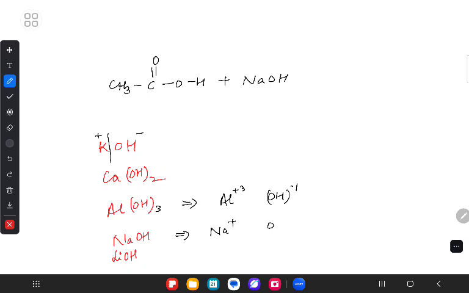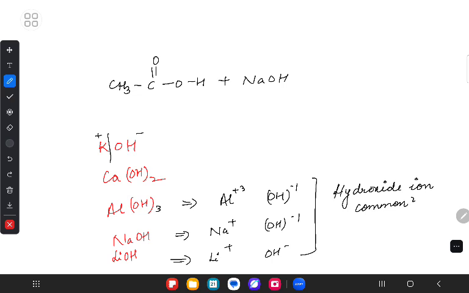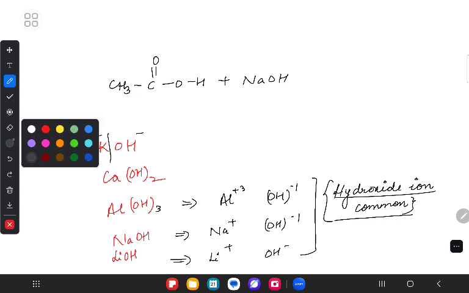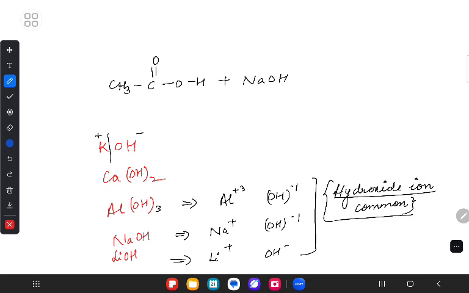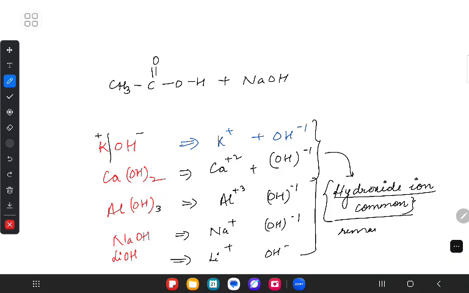NaOH breaks like Na plus and OH negative. LiOH breaks like Li plus and OH negative. So all of them have the hydroxide ion common. KOH will break down like K plus and OH negative. Got the point? So we have these cations, and one negative ion, the hydroxide ion, remains common in all the compounds.